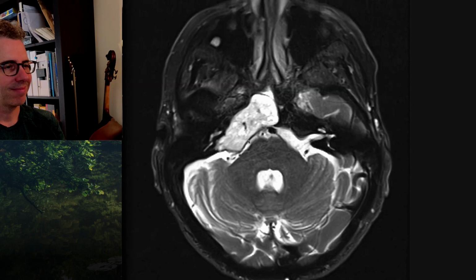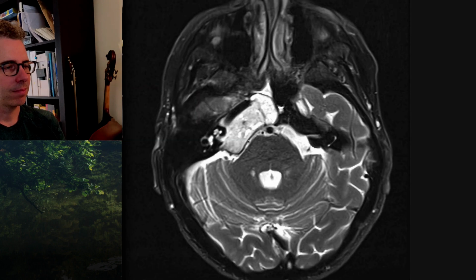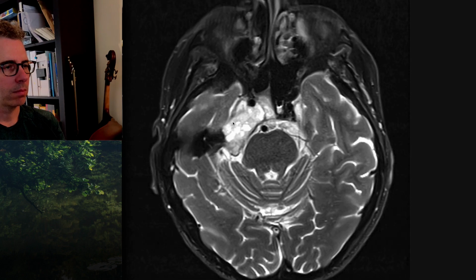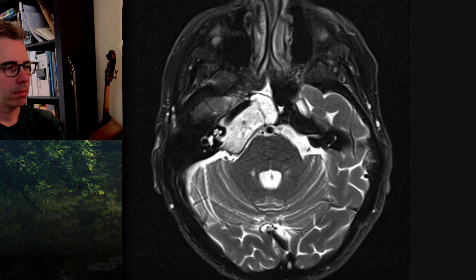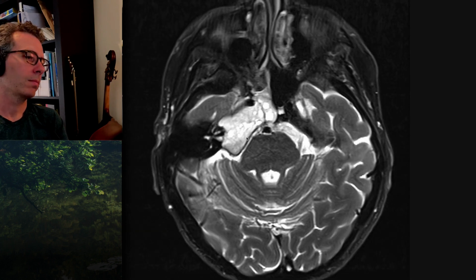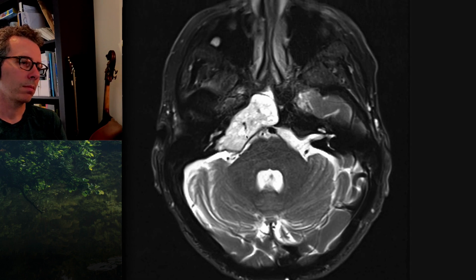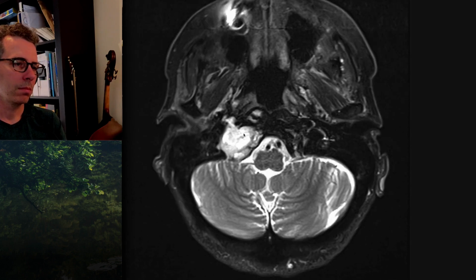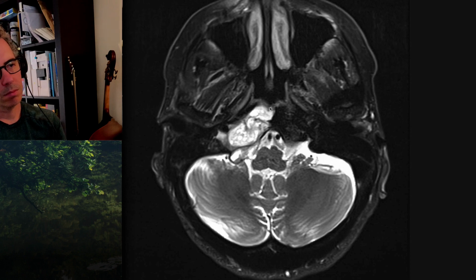The right petrous ICA is displaced anteriorly. The signal characteristics of the cochlea and semicircular canals appear similar to the left, so they appear to be spared. Tracking inferiorly, it's difficult to see if it extends into the clivus, but I think it might.